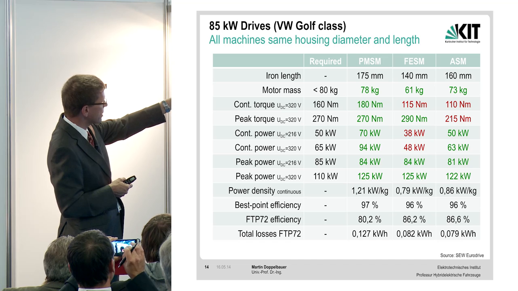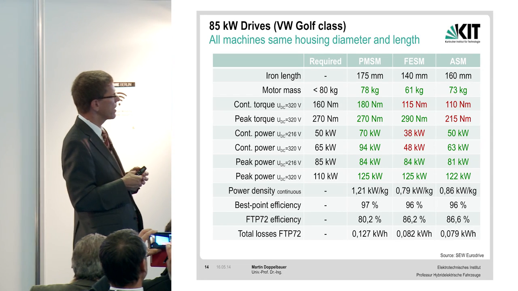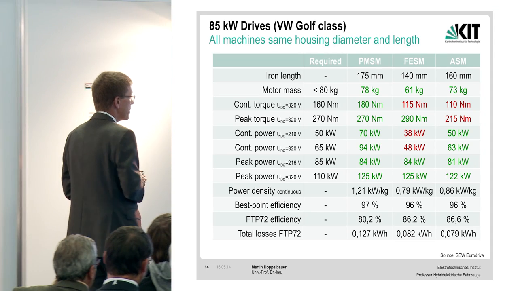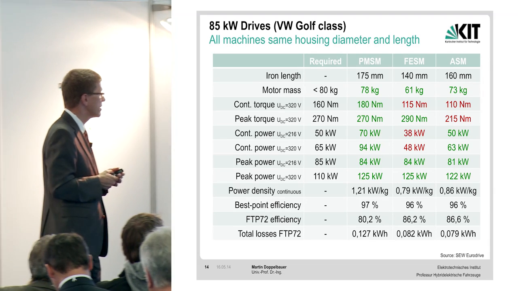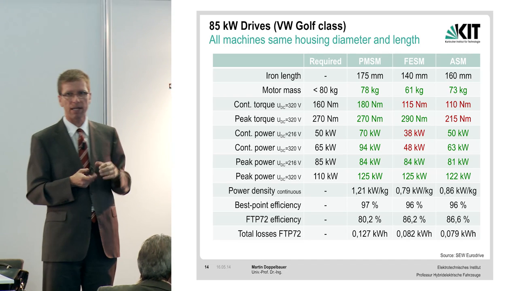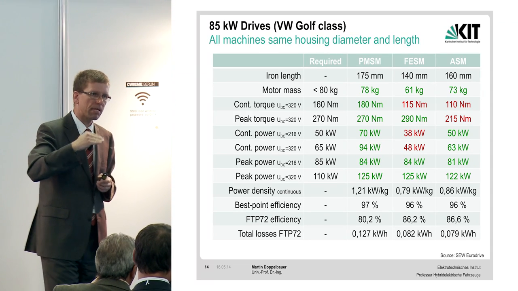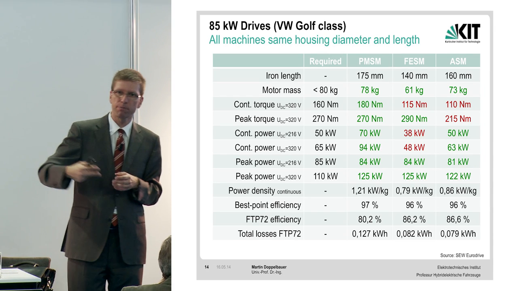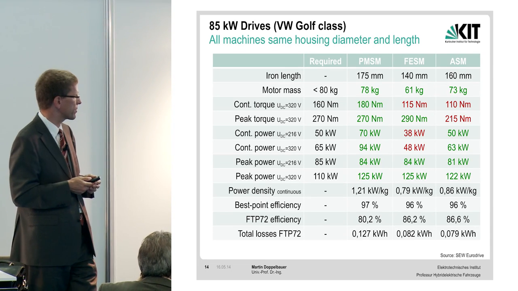You see the green colors are the colors where we have been able to match the requirements of the OEM, and the red colors are those where we couldn't match them. Interestingly, the FTP 72 efficiency, and I will come back to that later again, of the permanent magnet machine is not so very good. The reason for that is that the FTP 72 driving cycle really uses a very, very low torque most of the time, and the permanent magnet machine is not so very good at low torques, low power. If you have a driving cycle that is more demanding, that has more power demand, like in a sports car, then the permanent magnet machine would be better. But in this particular cycle, it wasn't so good. We'll come to that later again.